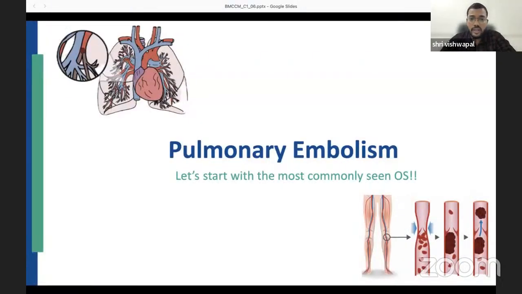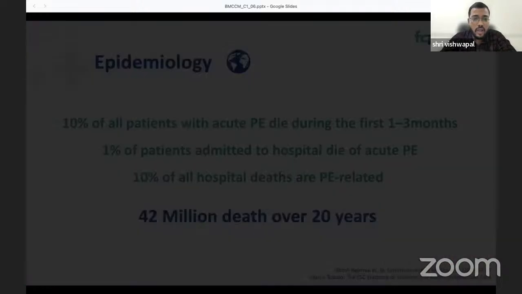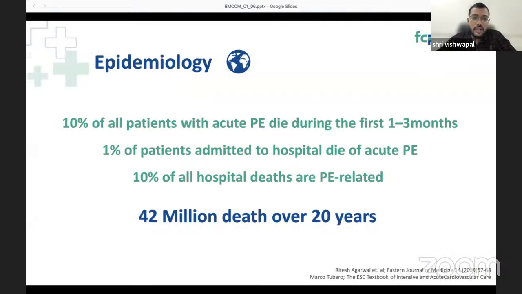And finally, the next one is pulmonary embolism. This is an area where the clinical pharmacist plays a major role. Regarding epidemiology, 10% of all patients with acute PE die during the first 1 to 3 months after diagnosis of PE, and 1% of patients admitted to a hospital die of acute PE, and 10% of all hospital deaths are pulmonary embolism related, and 42 million deaths over 20 years have been recorded because of PE.